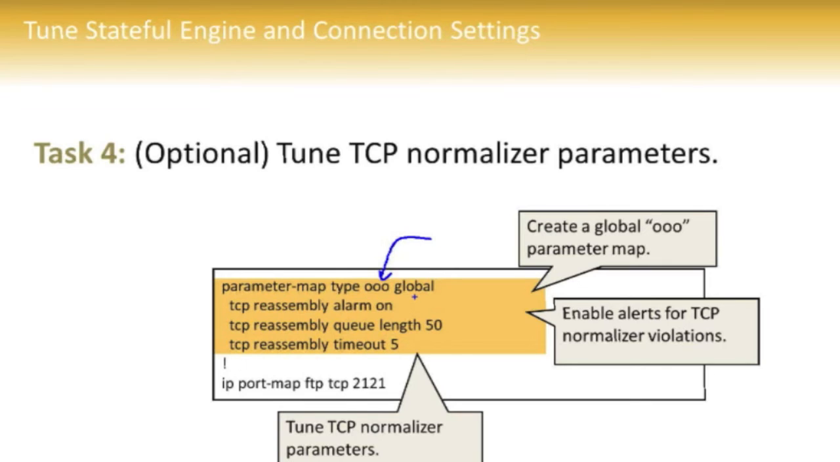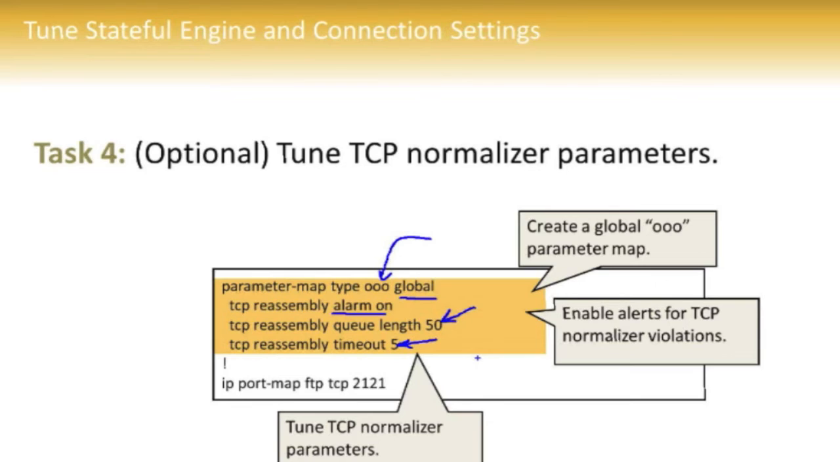Notice this is a global parameter map, isn't it? We go in, we turn on alerts for violations, we set the queue length to 50, and we set the timeout per queuing buffering behavior to that 5 seconds.